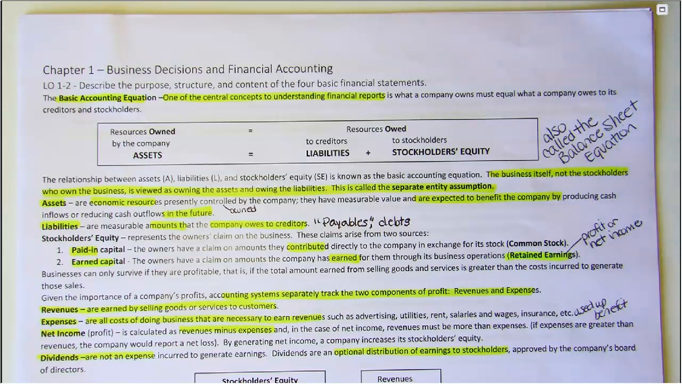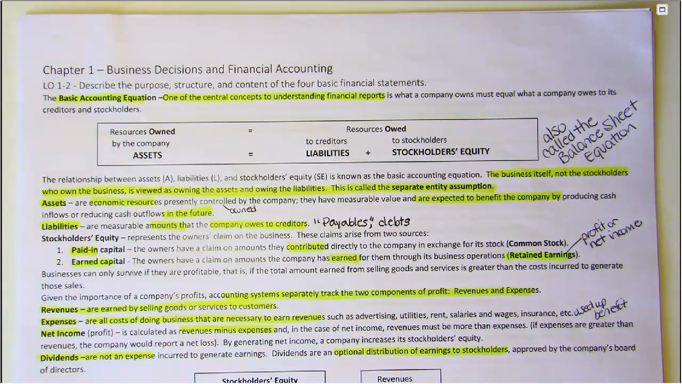Hi, welcome to the third mini lecture for Chapter 1. We are going to stay on Learning Outcome 1-2, but we will focus on how to prepare the financial reports.